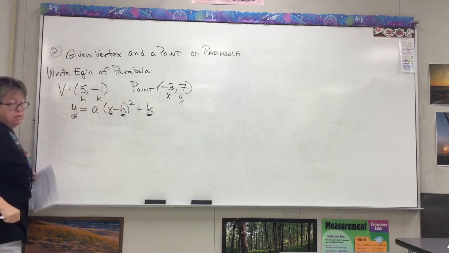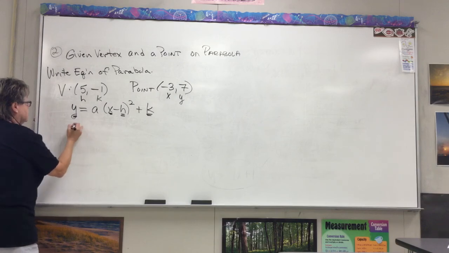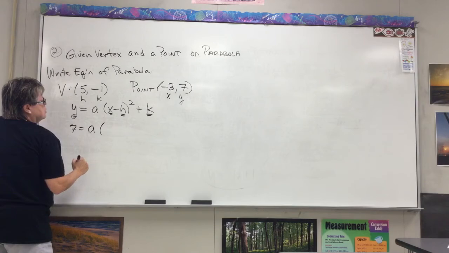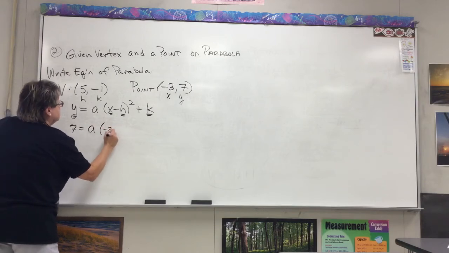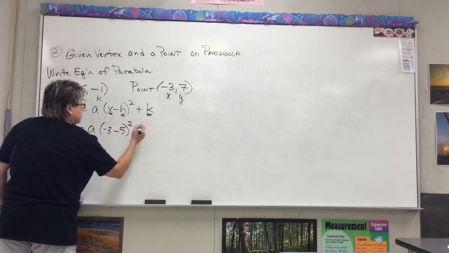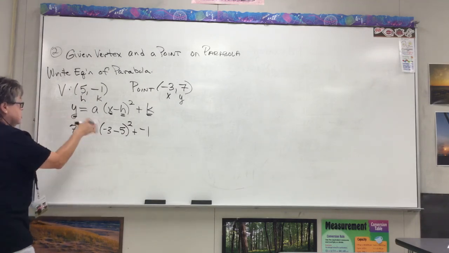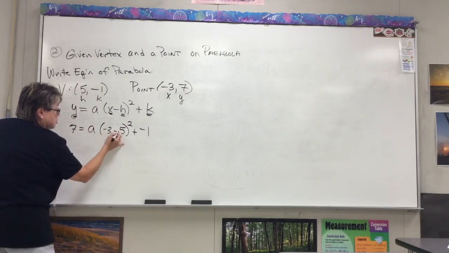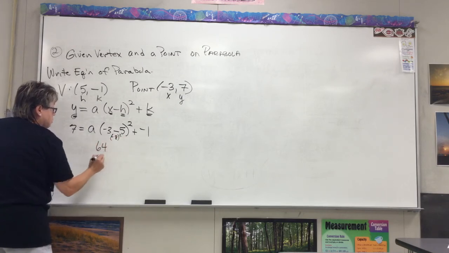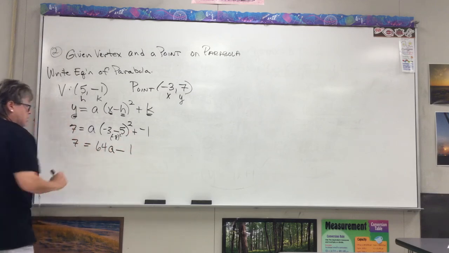Cool. So let's plug everything in. We can solve for a, and I think we're right on our way. So let's see what happens here. I have negative 37 equals a times the quantity negative 3 minus 5, quantity squared, plus k. Well, k is negative 1, so I could have just said minus. So let's see if we can simplify here. Inside the parentheses, negative 8. So negative 8 squared would be 64. So 64a minus 1 equals negative 37.